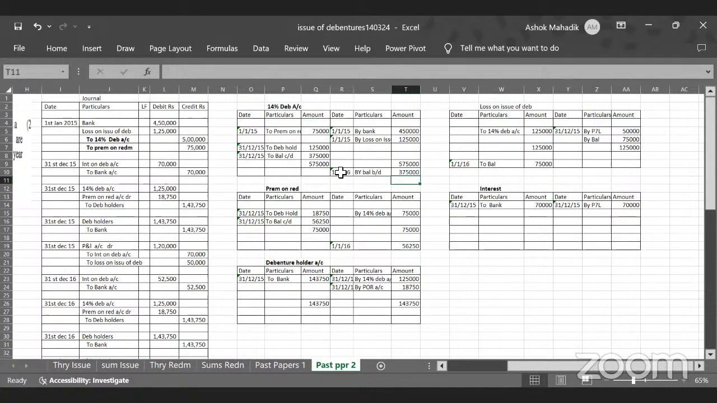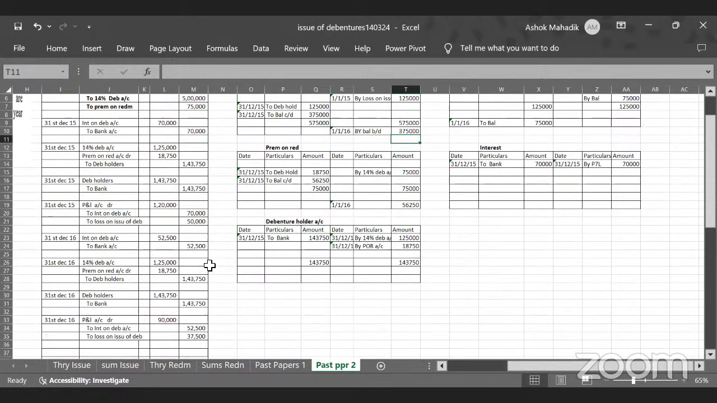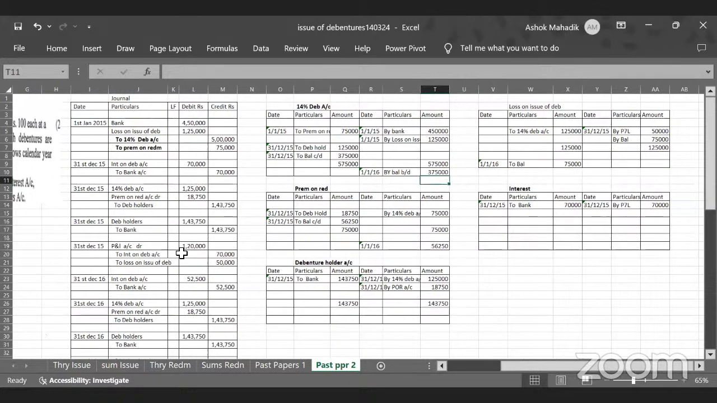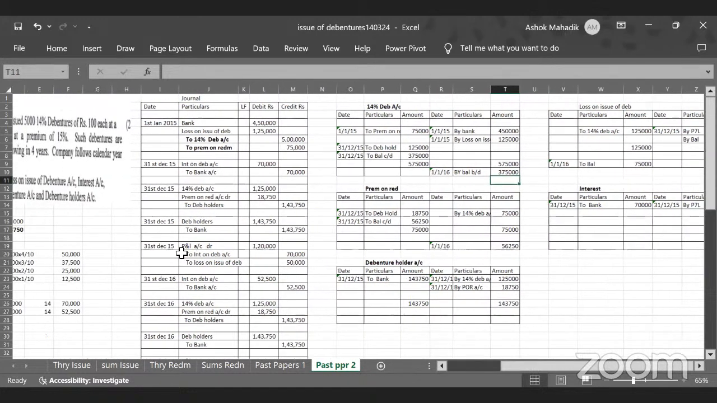This is for 1 year. So what I suggest for these three accounts at least, debentures, premium on redemption, and debenture holders, you use one separate page for each account. For loss and for interest, you can use half page each. Clear? So you can follow this method for recording second year's entry, third year, and fourth year entries. I hope this is useful and we have learned a new method.